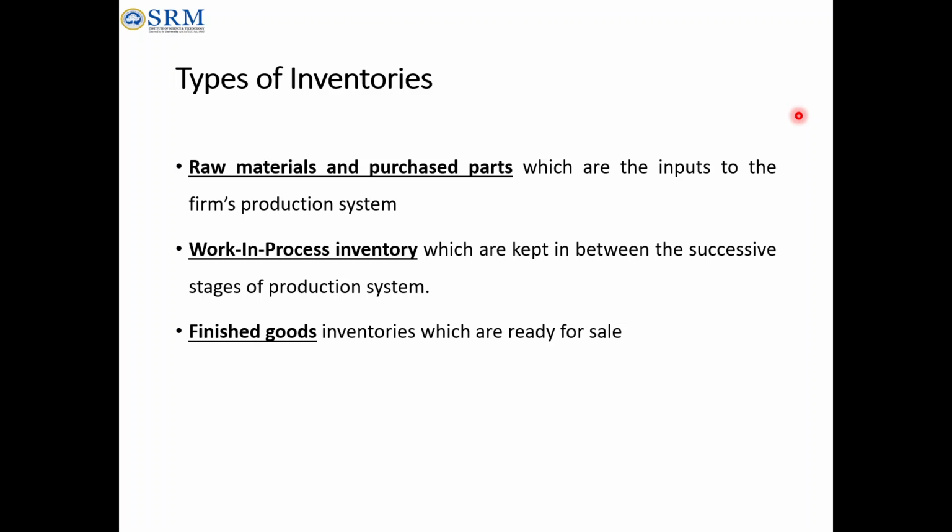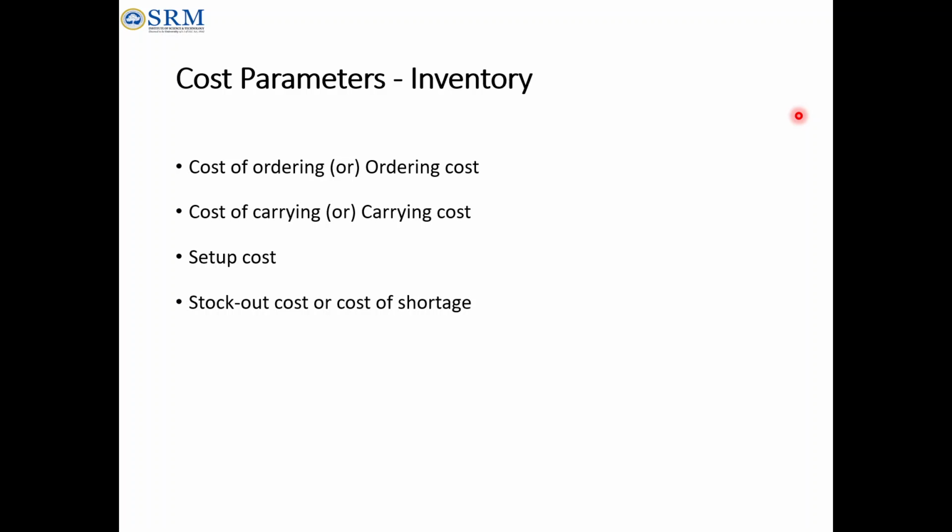stored locally in the industry. So that is what work in process. Then finished components will be there before dispatch to the customer. That is also one of the inventory. So these are the three types of inventories available in any industry. So what are the costs involved, or cost parameters, in terms of inventory?